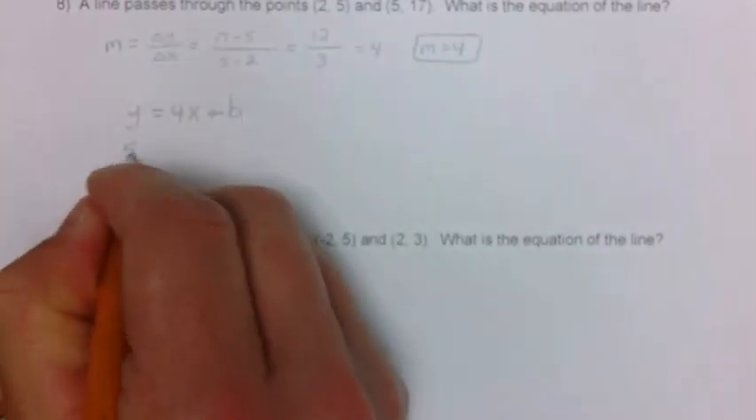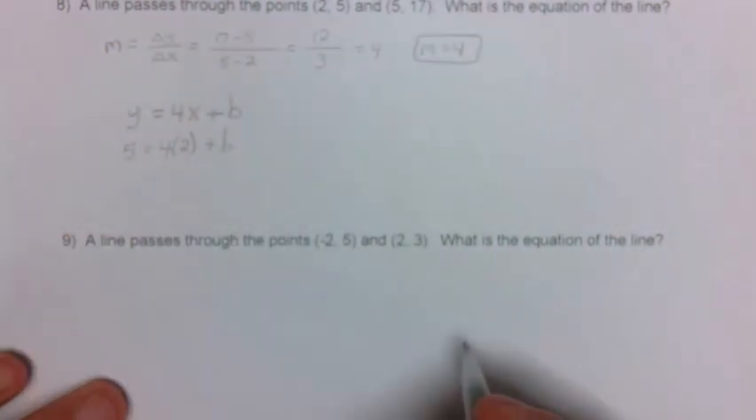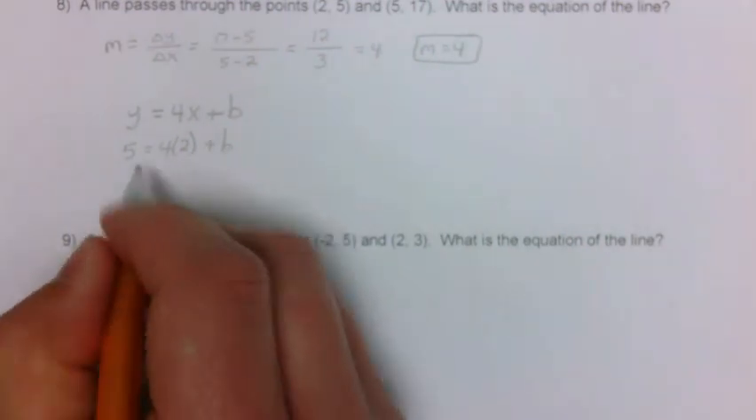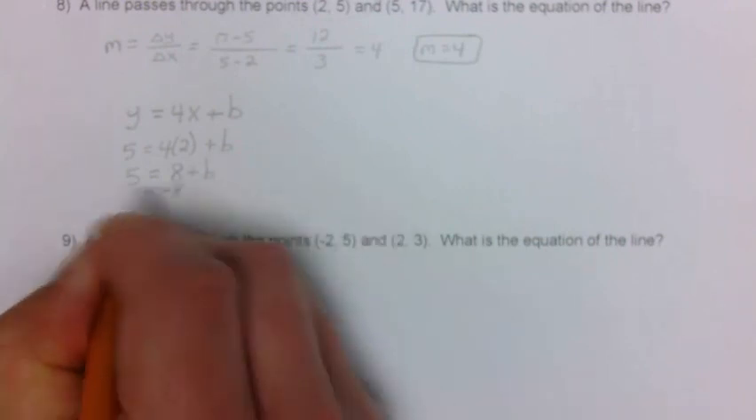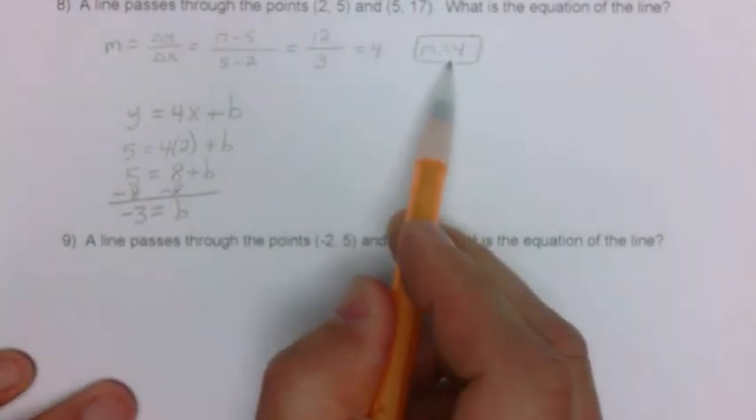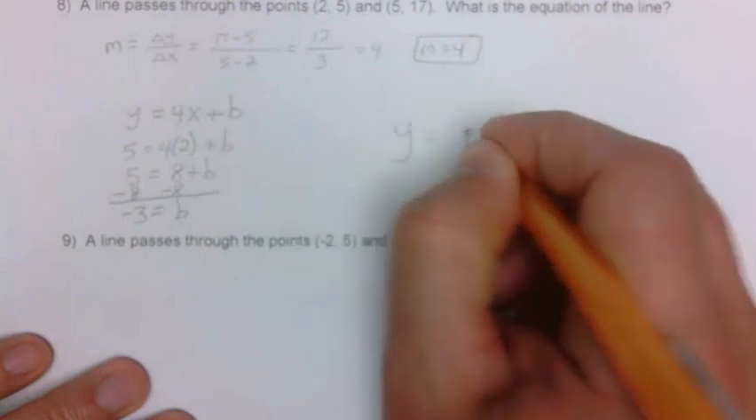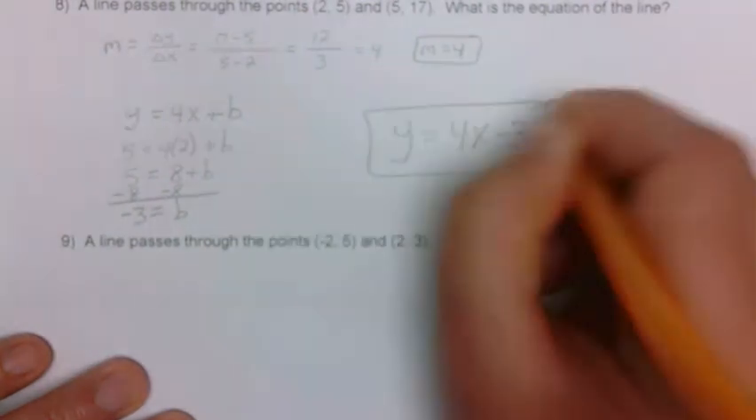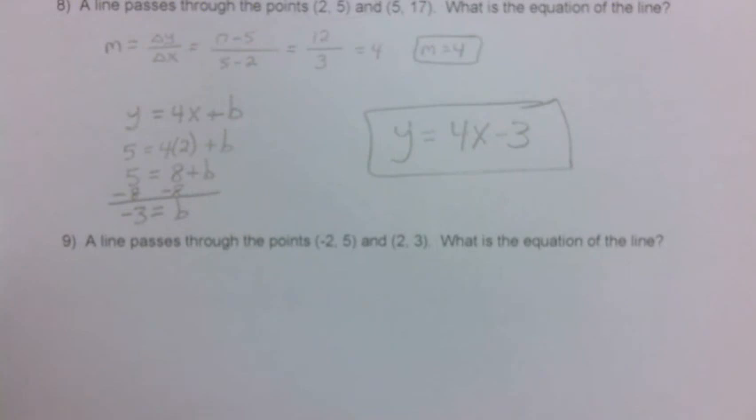So let's use 2, 5. All right, y is 5. 5 equals 4 times x, which is 2, plus b. All right, to evaluate b, what I'm going to do is 4 times 2, which is 8. 5 equals 8 plus b. And now to get b alone, just subtract 8 from each side. And b equals -3. So my slope is 4. My y-intercept is going to be at 0, -3. So my b value is -3. So my final equation is going to be y equals 4x minus 3. The line that goes through these 2 points has the equation y equals 4x minus 3.